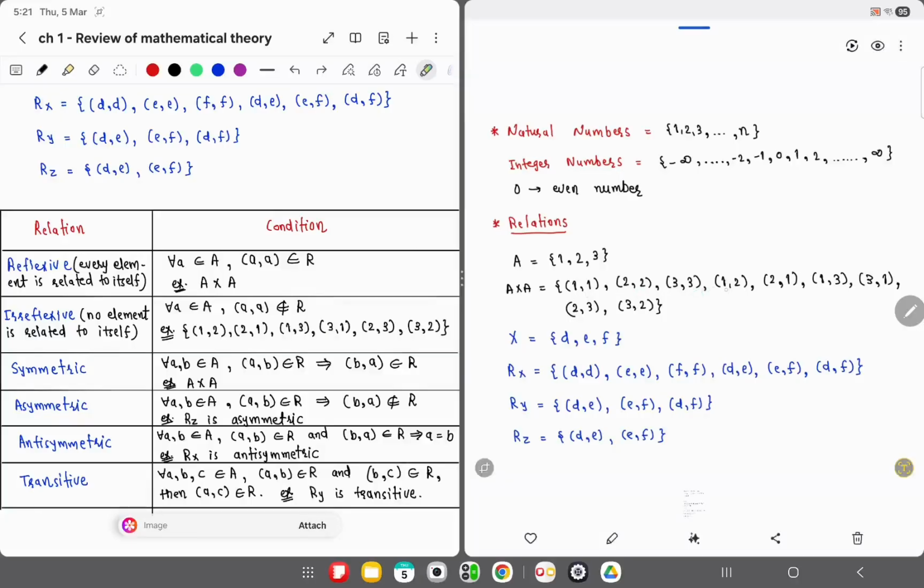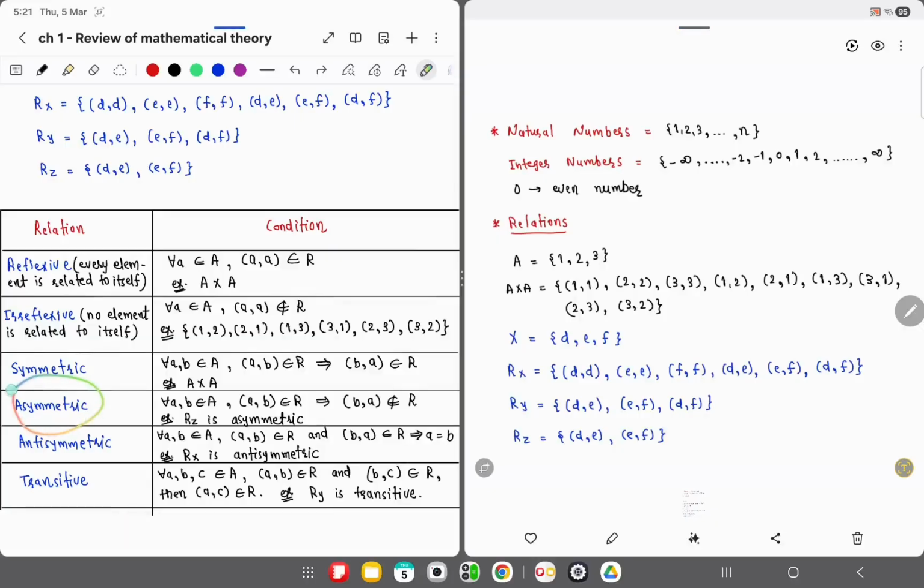Now the next is (1,2). If (1,2) belongs to R, that means relation A cross A, then the reverse of this, (2,1), should belong to A cross A, which is true here. Now (1,3), then (3,1) is also there. (2,3), then (3,2) is also there. That means A cross A can be symmetric.